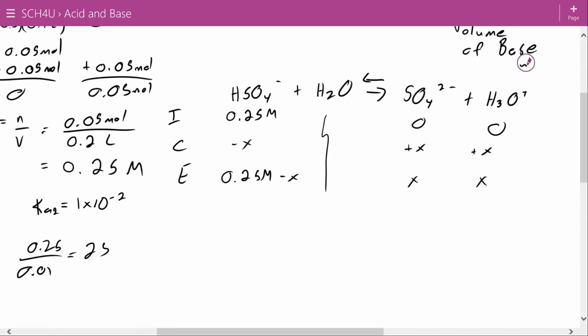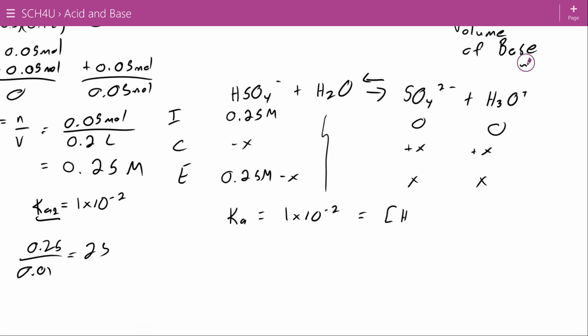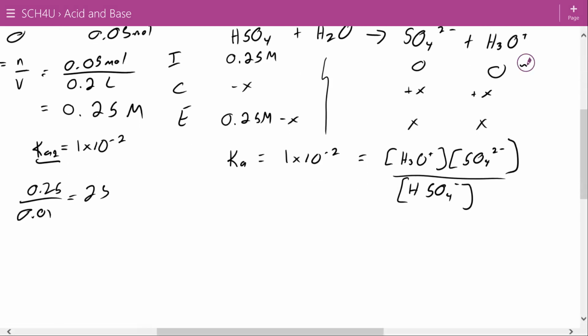Also note here I'm using the Ka2 because I'm talking about the second hydrogen process for sulfuric acid. It lost its first one, so now it's on its second one. So with that in mind, the Ka is equal to 1 times 10 to the negative 2, which is going to be equal to the concentration of H3O+ times the concentration of sulfate divided by the concentration of bisulfate. And again, we're ignoring water because it has a constant concentration.